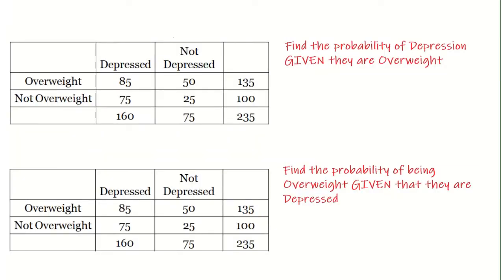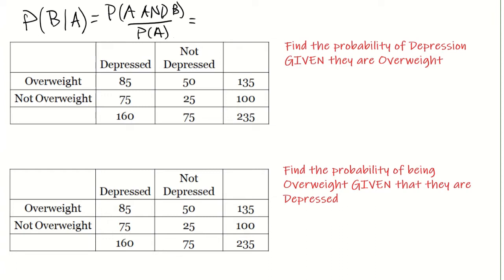In this example, we're going to use contingency tables to solve conditional probability problems. Let's begin by reviewing the formula for conditional probability, and that's the probability of B given A equals the probability of A and B divided by the probability of A. And if you recall, the probability of A and B is the intersection of the two probabilities.